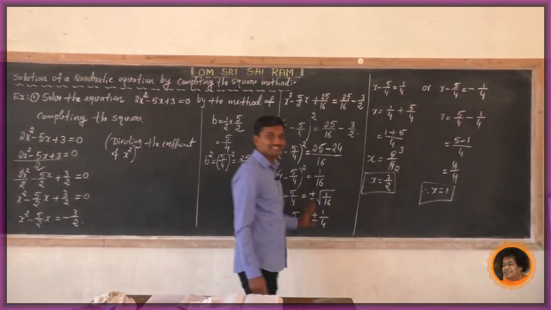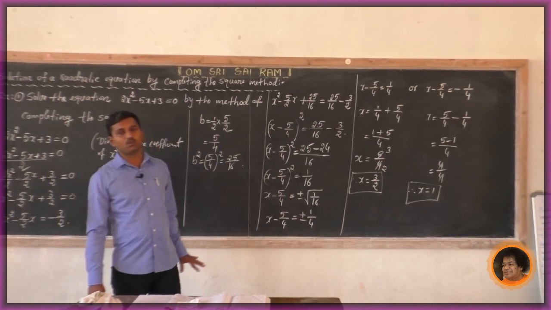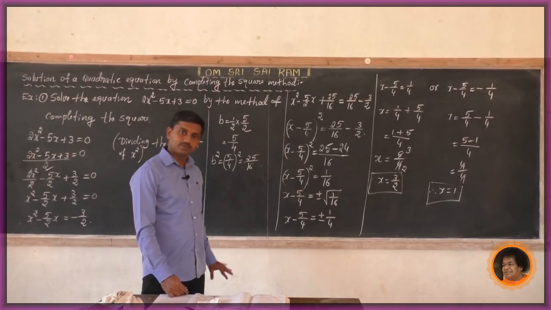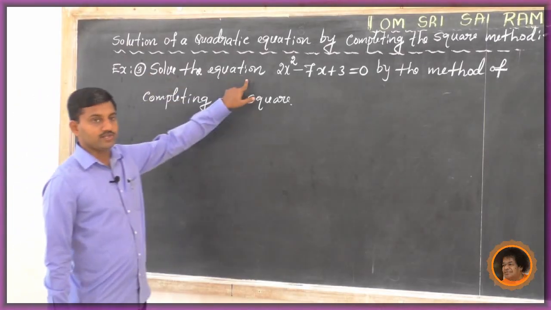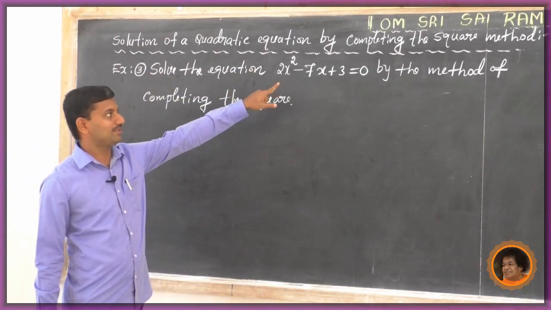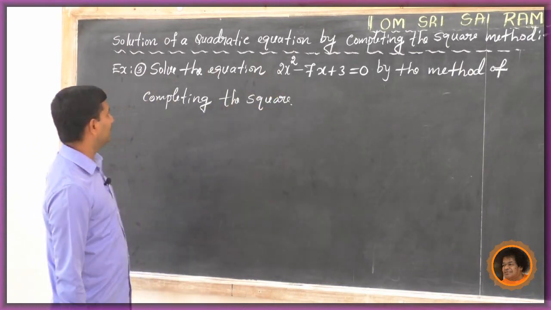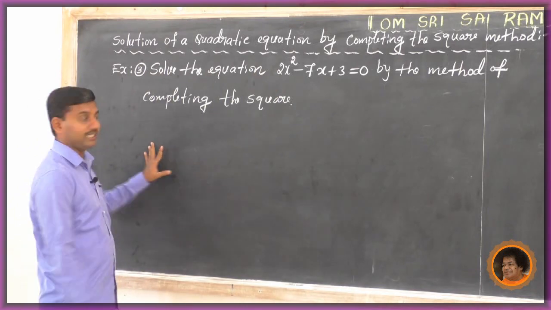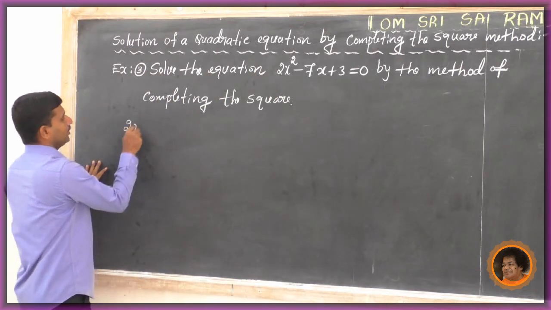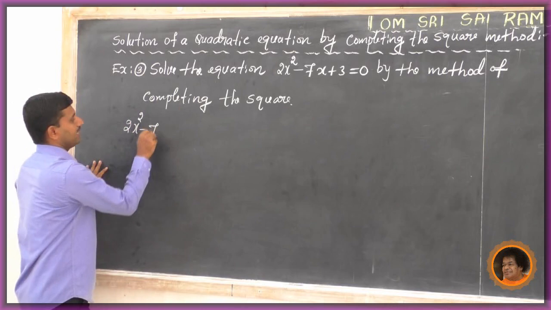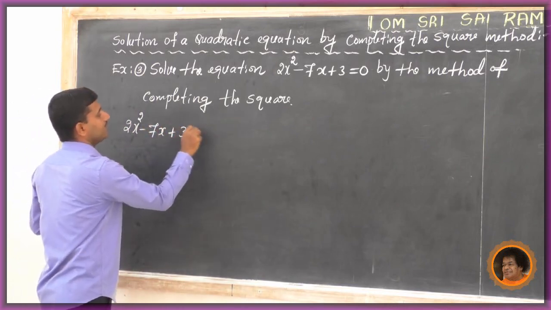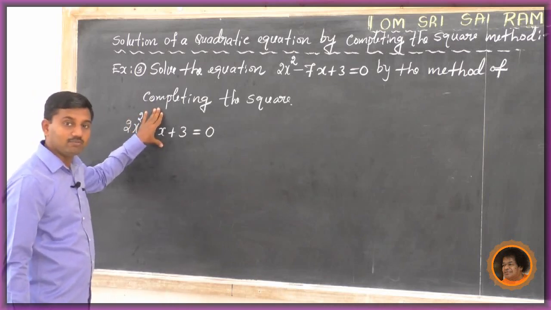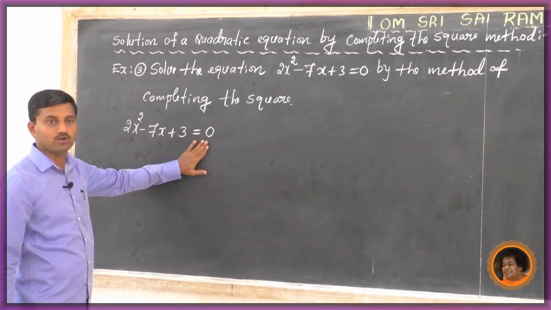This method is known as the completing the square method. I think you understood the problem. Next example: solve the equation 2x square minus 7x plus 3 equals 0 by the method of completing the square. The given equation is already in the form of ax square plus bx plus c equals 0.